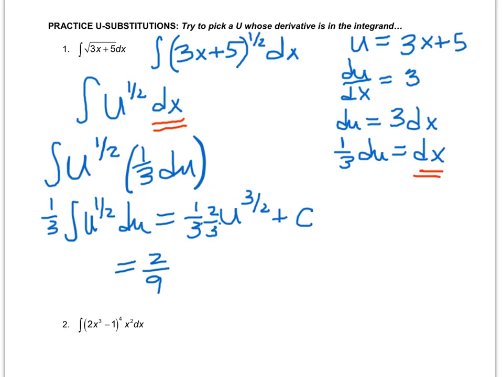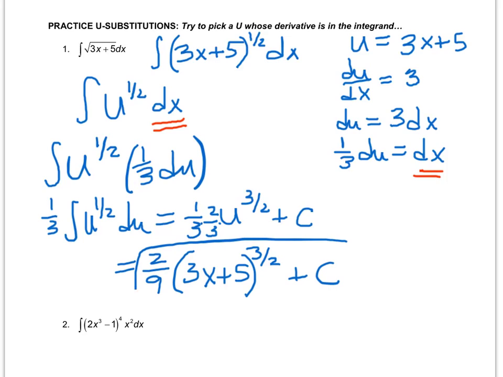And don't forget now, I say that too much, I'm so sorry. We've got U to the 3/2, but instead of writing U, we're going to substitute back in what U stood for. What does U stand for? U stands for 3x plus 5. I'm here all night. No, really. So 3x plus 5, all to the 3/2 power, plus c.